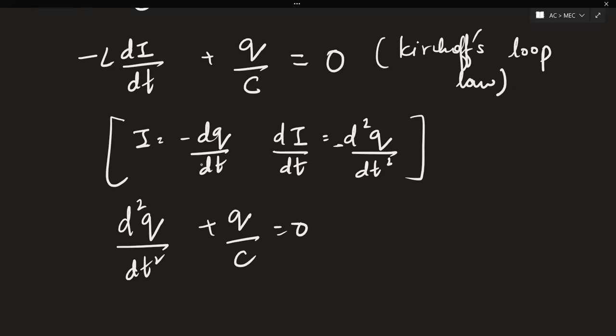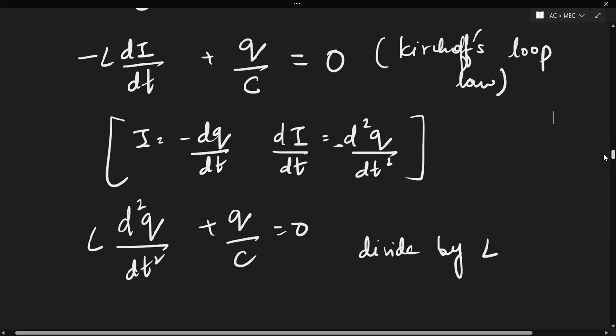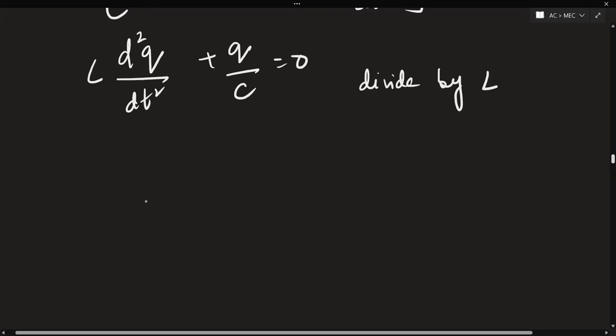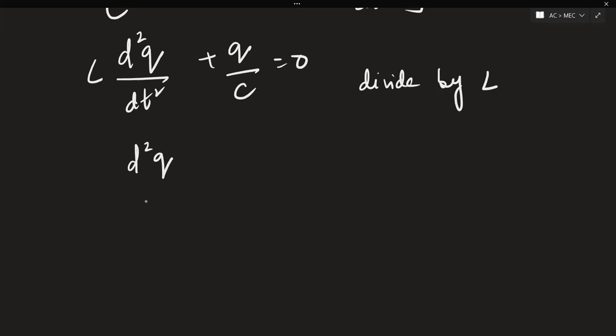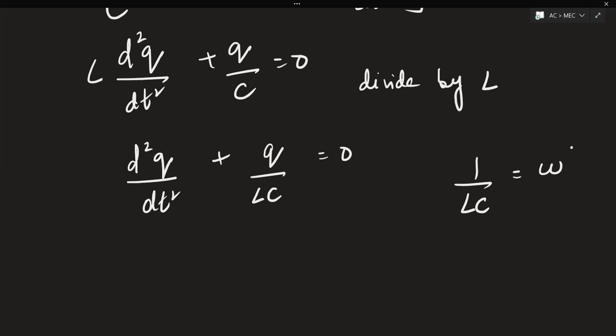Now divide by L on both sides. L is the self-inductance. If you divide by L, from here the L by L will get cancelled, so we have d square q over dt square. And if you divide by L over here, an additional L will come in the denominator: plus Q by LC is equal to 0. Now, this 1 by LC that you are getting, we write as a constant known as omega square.